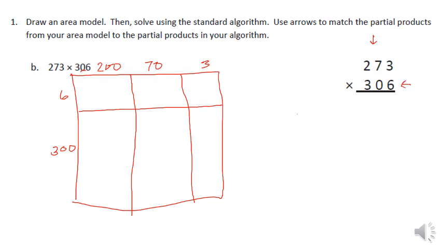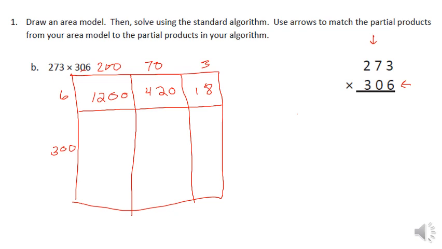Now, in order to start working the standard algorithm right here, the first thing we would do is start with our 6 right here. So that's what we're going to do in our area model. We know 6 times 3 is 18. 6 times 70, we're going to have our placeholder, and 6 times 7 is 42. We have 6 times 200, we have 2 place values, and 6 times 2 is 12.